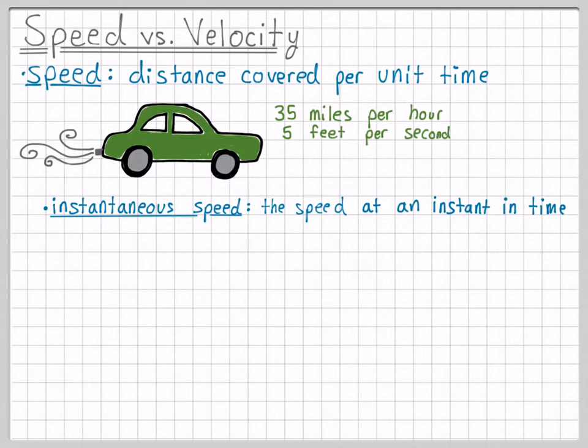Now, when you think of speed, you are probably thinking of instantaneous speed, which is the speed at a particular instance or point in time. This is what the speedometer reads in your car. It tells you exactly how fast you are traveling at that given moment.